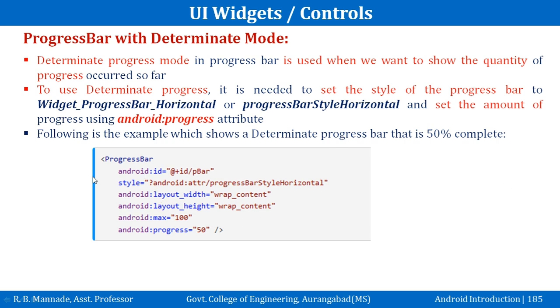For example, see here, this is the ID of the progress bar, which is set to P bar, and this is the style which defines this is a horizontal progress bar. Width and height are set to wrap content. Then max value is set to 100, and the progress value is set to 50. It means when you run this application, your progress bar's progress will start from 50% onwards.